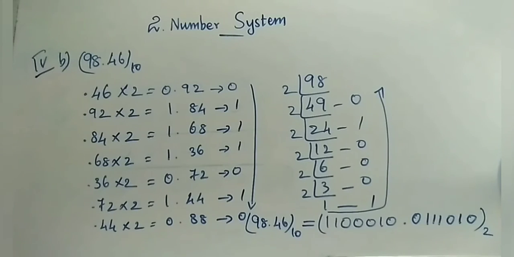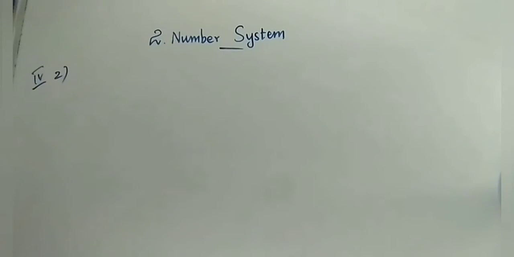So, clear with this one? That is how I have finished this one, your Roman letter 4 B part. Okay, 98.46 to the base 10. So clear with this one? Yes, next we can see the second problem. Part 4, second one. What is the question?